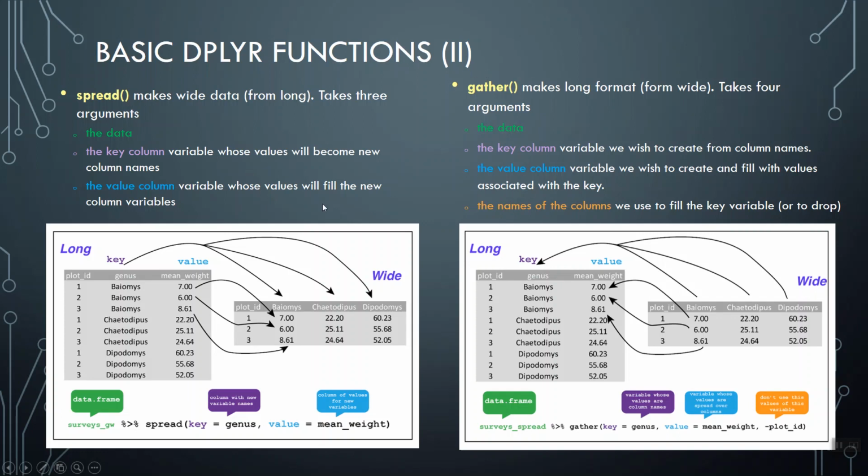And what these 2 functions do is they convert data from long format to wide format. So for example, looking at spread, this column here is all for spread and this is all for gather. Looking at spread, it's making wide data from long data. So we have this data here. This way of presenting the data is called long format. And sometimes we want to transfer it to a wide format.